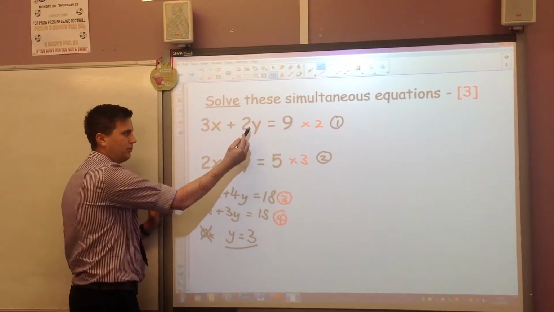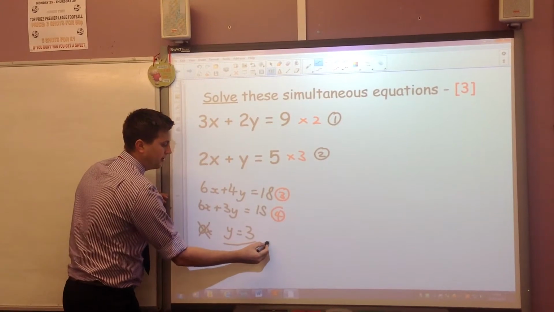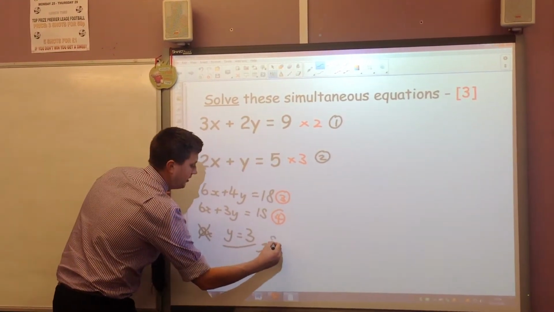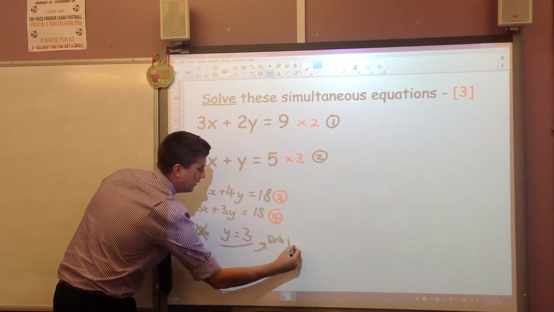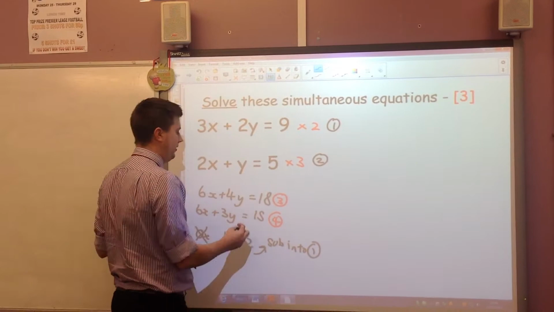We're not quite done yet, so we need to go back and work out what x is. So what we need to do is substitute this into equation 1. You don't need to write it on your exam sheet, but it is nice in your books if you just write "sub into 1", so you know what you've done. I'll go up to the top here so you can see it.